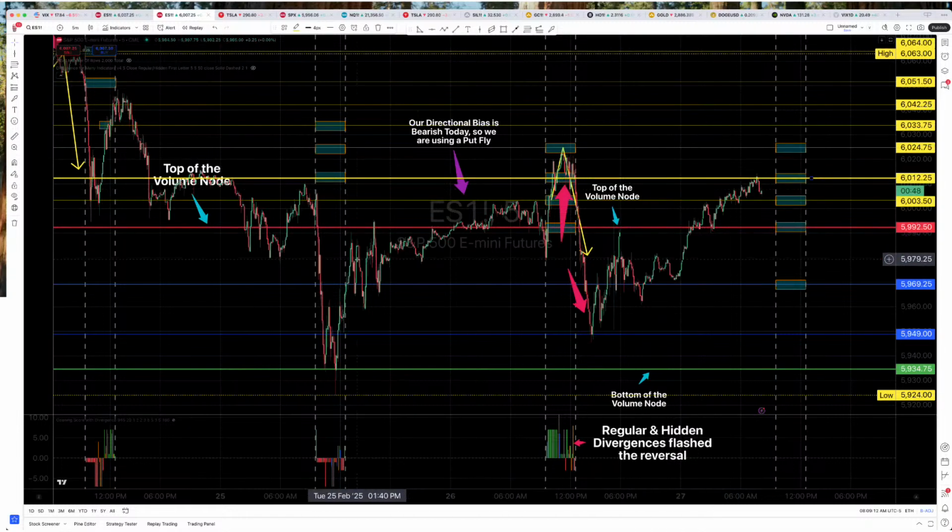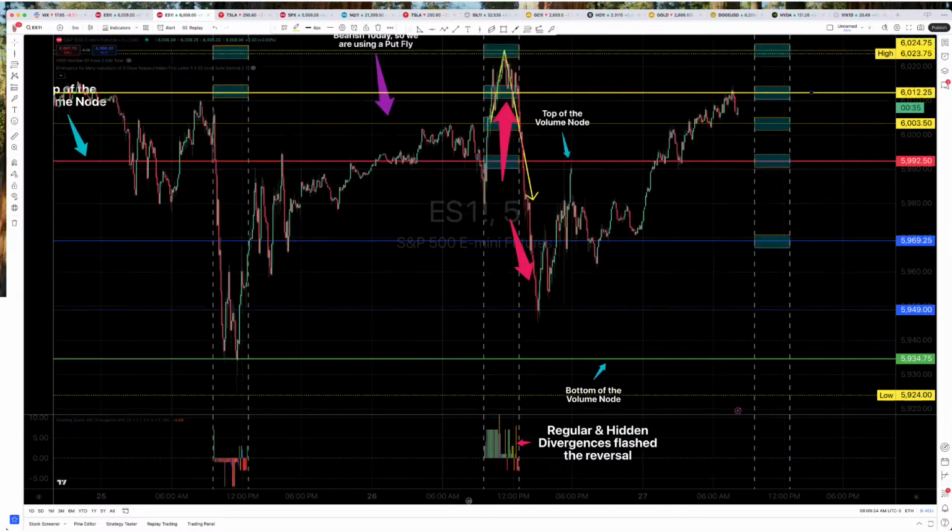And you can see very clearly that the structure has a huge effect on price action. Now yesterday, what happened yesterday?